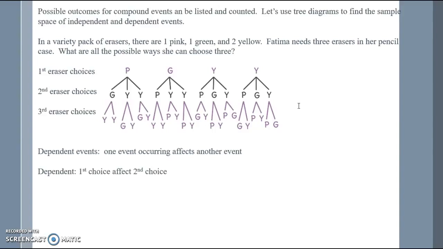These are known as dependent events. One event occurring affects another event. So our first choice affects our second choice because I may not have one of that color left in this particular situation. So we can call this, I had 4 choices for my first event. I took one away, so now I only have 3 choices. And for my third choice, I took another away, so I only have 2 choices. So altogether, I have 24 outcomes.